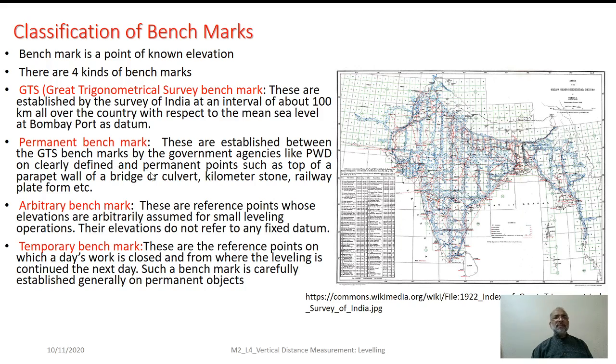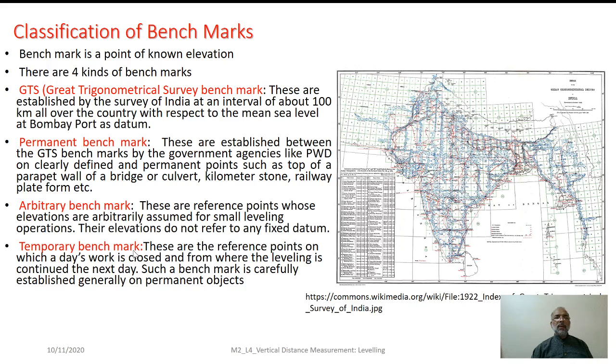As well as, while carrying out some ordinary surveys, one may choose some reference point whose elevation is arbitrarily assumed in order to conduct the leveling operations. It is not referred to a permanent benchmark or GTS benchmark, and hence it is treated as an arbitrary benchmark.